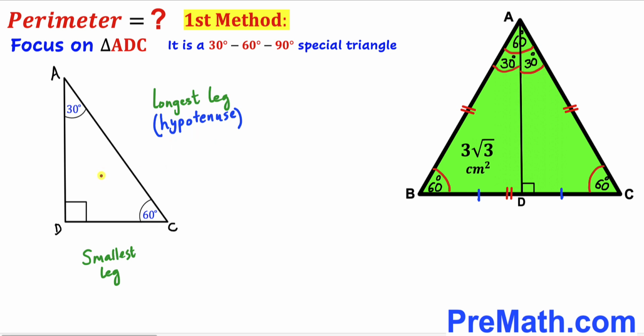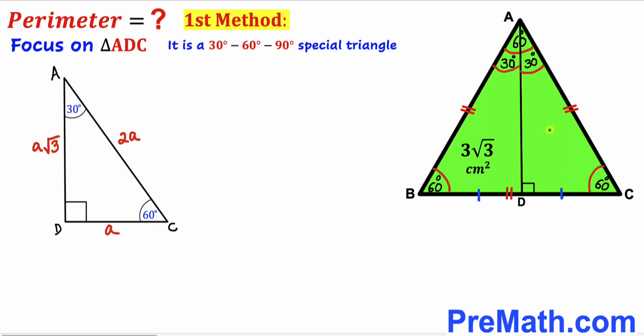In such kind of special 30, 60, 90 triangle, the longest leg is always twice the smallest leg. In other words, if the smallest leg is 1 unit, then the longest leg is going to be 2, and this third leg has got to be the square root of 3. And in general, if the smallest leg is lowercase a, then this longest leg has got to be 2 times a, and this third leg has got to be a times square root of 3.